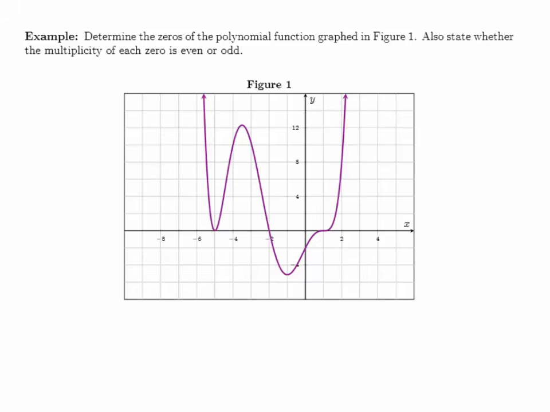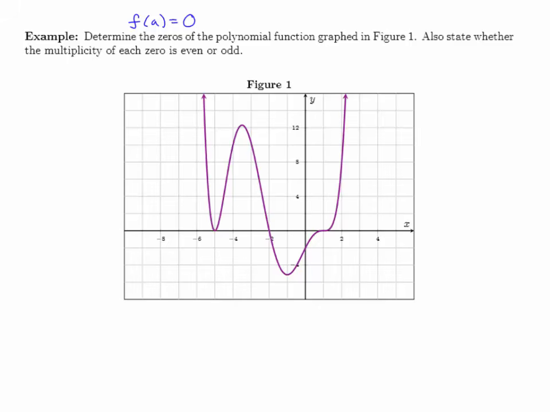In this example, we're given the graph of a polynomial, and we're asked to determine the zeros of the polynomial. We're also asked to state the multiplicity, whether the multiplicity of each zero is even or odd. So to start, a zero of a function is any value a, where f of a equals 0. So when we're looking at this graphically, that means that the output value needs to be 0.